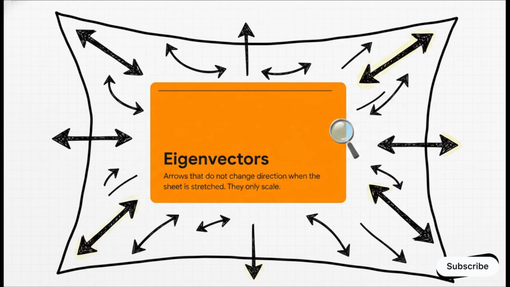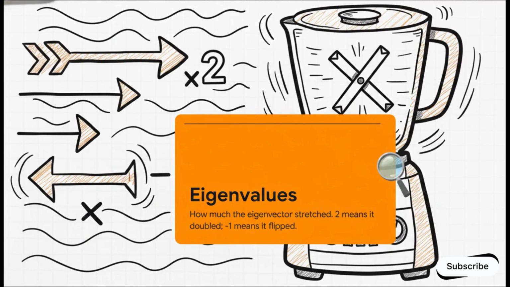Those perfectly stubborn arrows on your rubber sheet, those are your eigenvectors. They are the natural, built-in axes of the stretch. And that brings us directly to eigenvalues. The eigenvalue is simply the exact amount that specific stubborn arrow stretched. So if the arrow doubled in length, your eigenvalue is 2. If it got completely flipped backward, but hey, it stayed on the same line, the eigenvalue is -1. Think of the matrix as this big chaotic blender. The eigenvectors are the unshakable axes that the blades spin on, and the eigenvalues, that's the speed those blades are actually spinning.